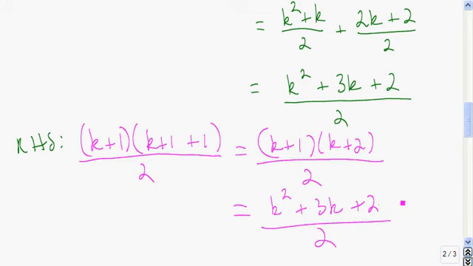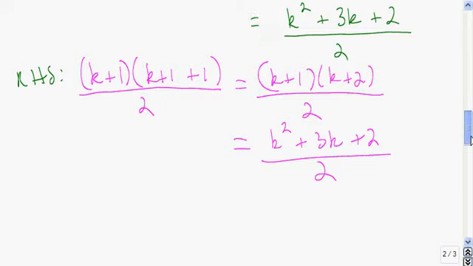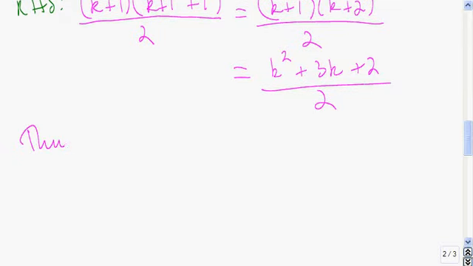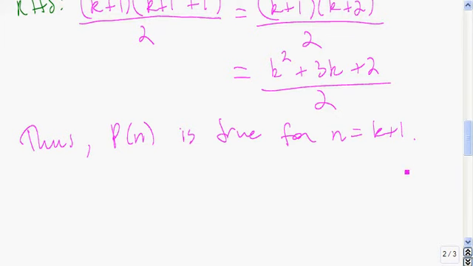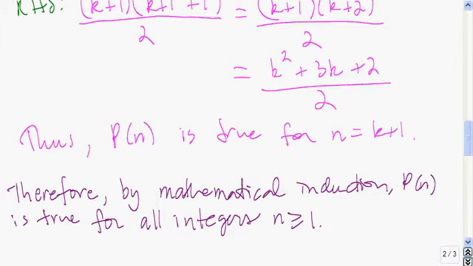So therefore we see, since the left-hand side and the right-hand side equal one another when n equals k plus 1, P of n is true for n equals k plus 1. Therefore, by mathematical induction, P of n is true for all positive integers n. Okay, so that's the way mathematical induction works.